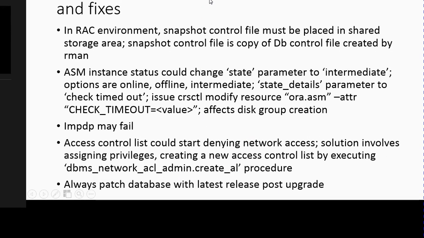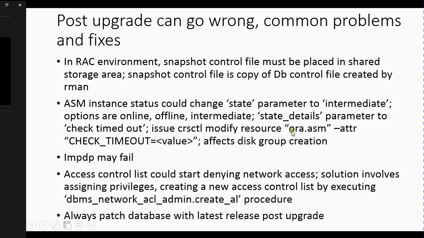You would run this command: crsctl modify resource for the ASM, then put check timeout, and assign a new timeout value. This is a number, by the way. You can assign 10, 20, 100, it doesn't matter. The reason it's important to switch the ASM state from intermediate to online is that you won't be able to create a disk group without an ASM. To put it bluntly, you have to have the ASM shown as online to be able to create the disk group.